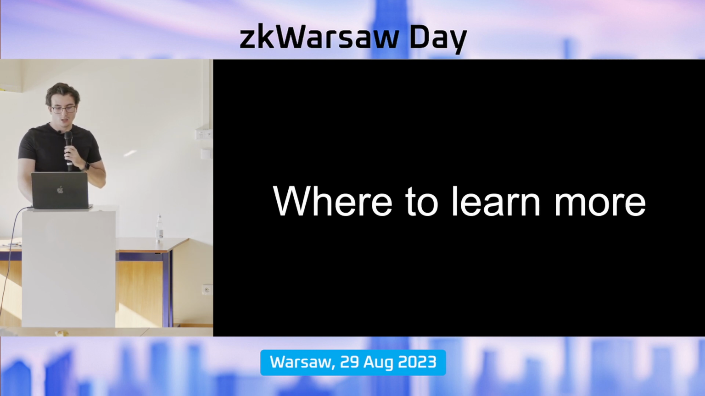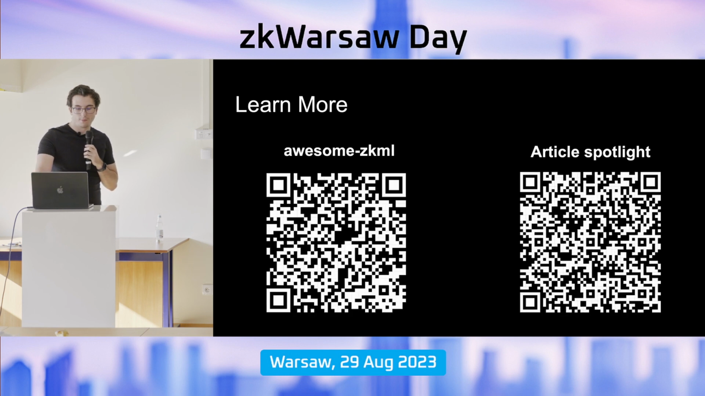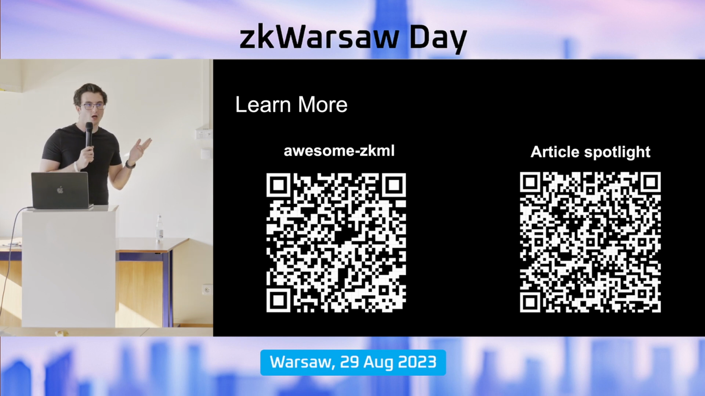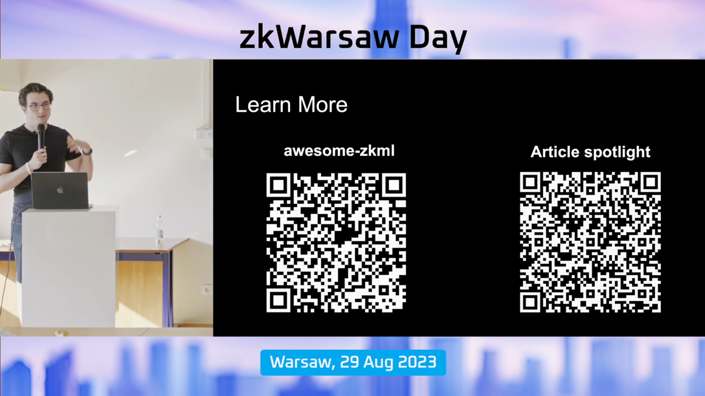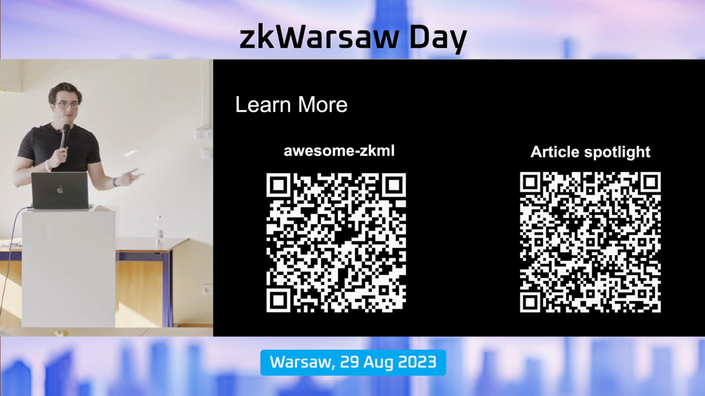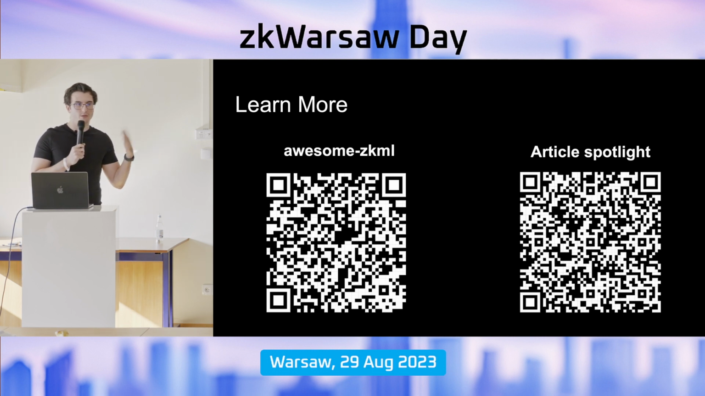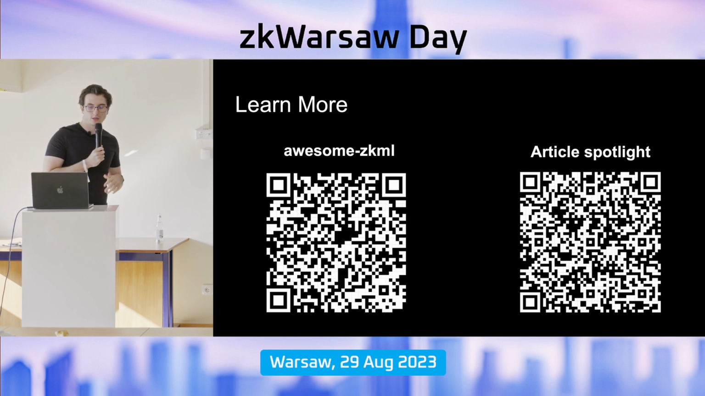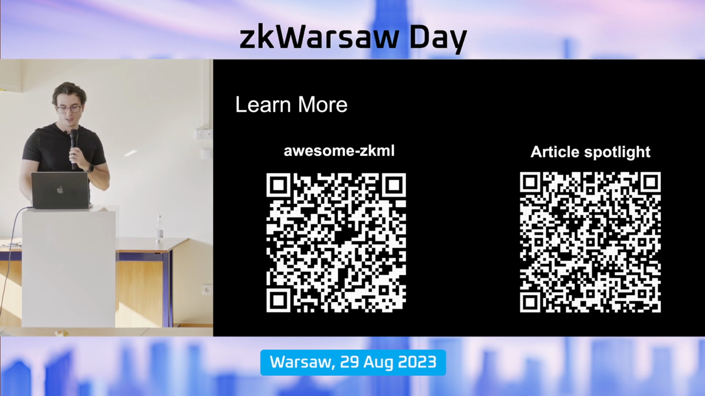So where to learn more? I put together one resource, which is called Awesome zkML. It's just a GitHub README where you can check out different resources like blog posts, articles, code bases, papers, etc., that are related to zkML. And another one is an article spotlight. Every time I give a talk about zkML, I usually put some article that I like that goes more into depth. So if you want to read some more after this, then I definitely suggest that.